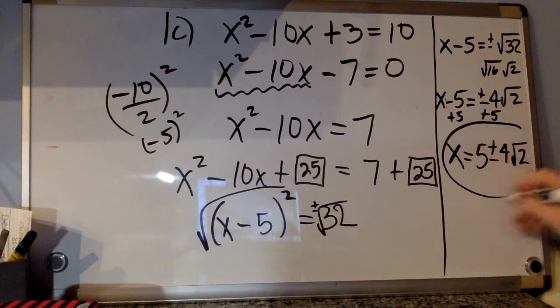And that is the solution. Two solutions. Again, this is an irrational solution. 5 plus 4 root 2 is an irrational number. It's a decimal that never ends with no pattern to the decimal, right, that goes on. And 5 minus 4 root 2 is another solution. Remember that irrational solutions also come in conjugate pairs.